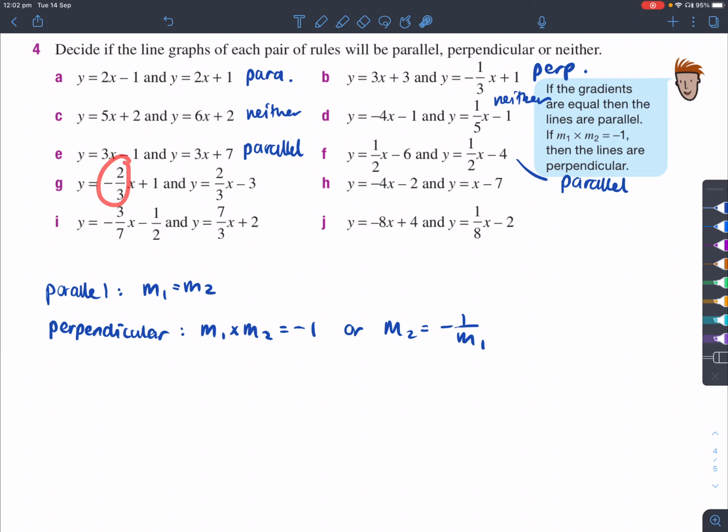G, gradient of -2/3 and gradient of 2/3. They are not the same, but they're opposite in sign. But when you multiply them, they give you -4/9. So they don't give you -1. The thing that's missing is that this gradient is not the reciprocal of this one. So it's neither parallel nor perpendicular.